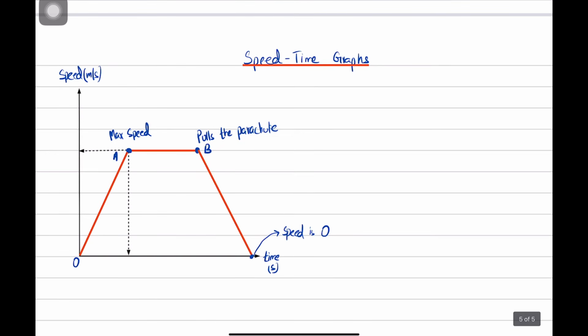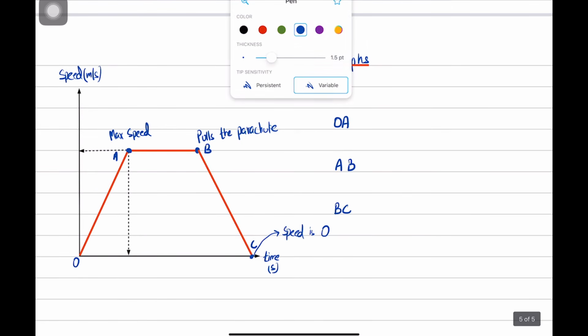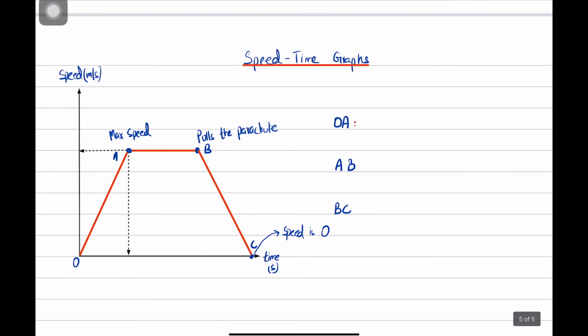Now, just like how we did with the distance time graph, let's do the same with the speed time graph. We have 3 parts of the journey: OA, then A to B, and then B to C. Now, what's happening from O to A? Let's write that down. O to A, we can clearly see that speed is increasing, but again, we don't just leave it there that speed is increasing. We say speed is increasing at a constant rate.